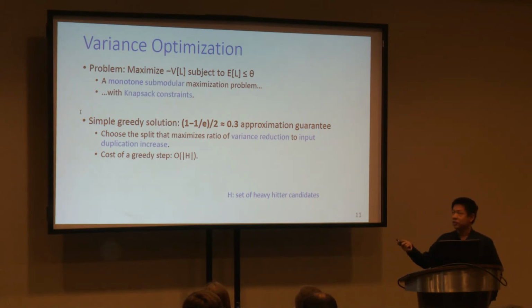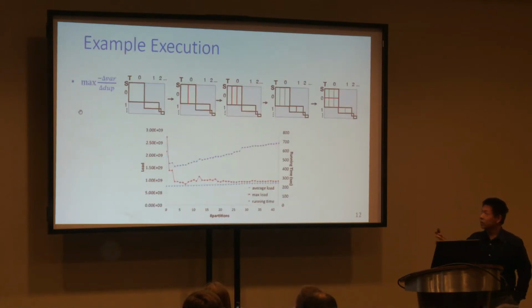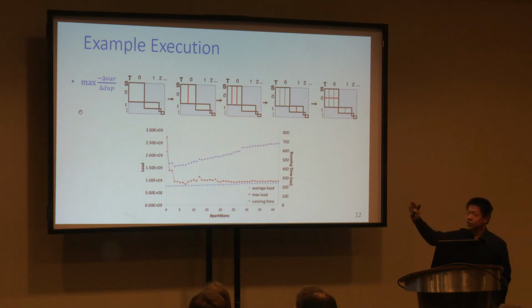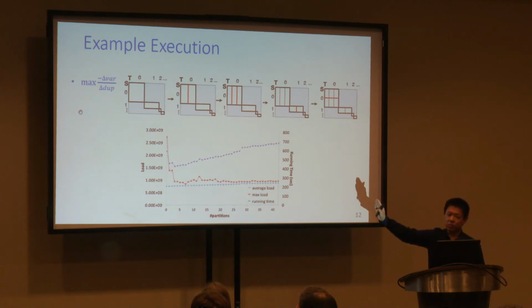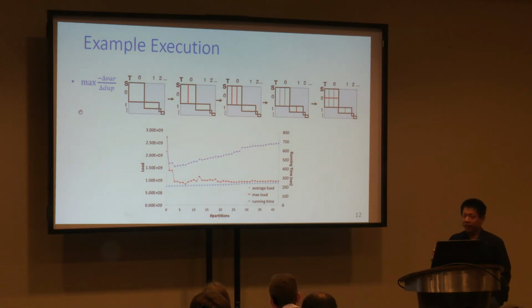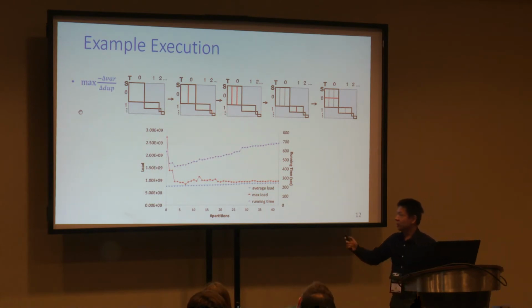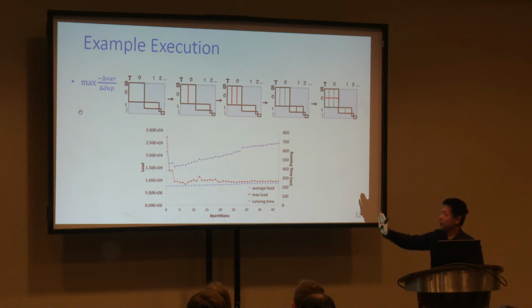Let's see how this works using a simple example. Here we see 5 join matrices and the 4 steps of our algorithm. In each step, we add one partition to one of the heavy hitter groups. Where we put this partition depends on which one can maximize this ratio. We use the help of a cost model to monitor and estimate the running time whenever we add one more partition. This chart below shows this process.